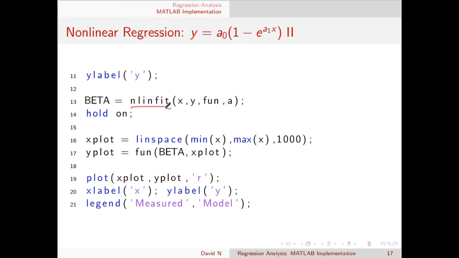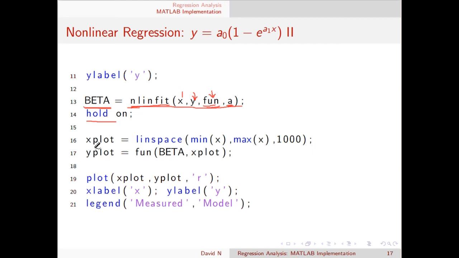Now nlinfit is the function that is unique to Matlab, which iteratively evaluates the model coefficients upon inputting the independent variable x and the dependent variable y and the function or the model which we want to evaluate. Here fun is the function handle, a is the initial guess value, nlinfit essentially iteratively evaluates the general linear least squares method for these inputs x, y and the nonlinear function and a. A is the initial guess value. Now beta has the final model coefficients.